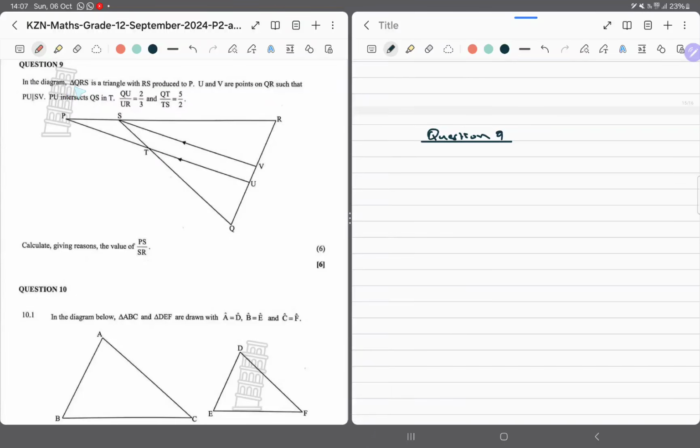In the diagram, triangle QRS is a triangle with RS produced to P. So this already says we have a straight line there, but it looks angled here. Let's prove it is not. It's definitely not a straight line, but it's fine. This is what we're being told. If that is produced, it means that's a straight line. Now, U and V are points on QR such that PU is parallel to SV, and that's already indicated.